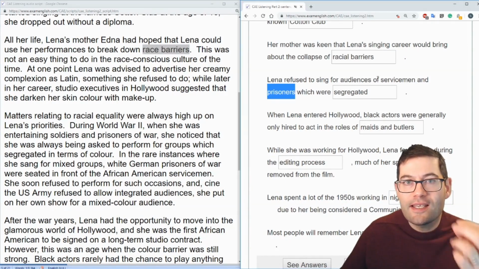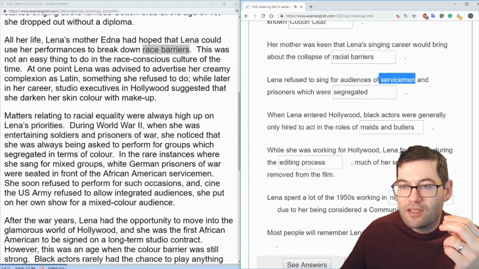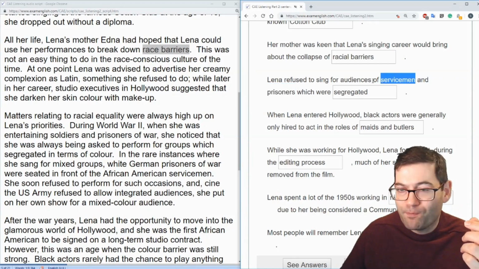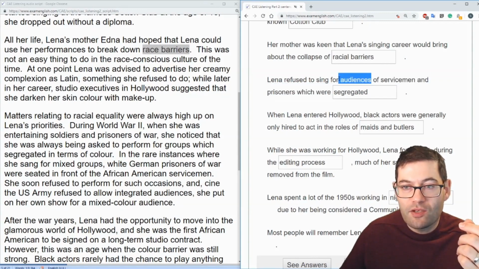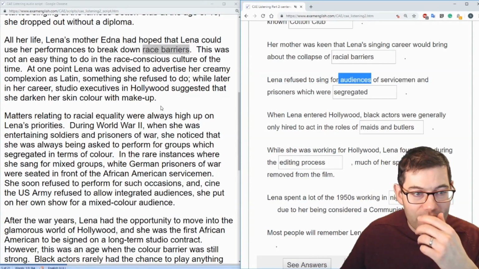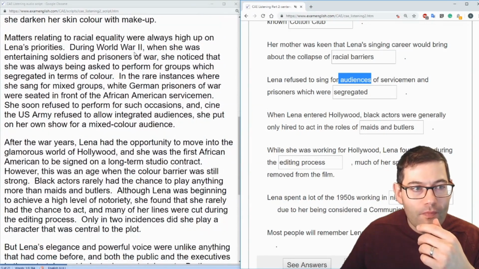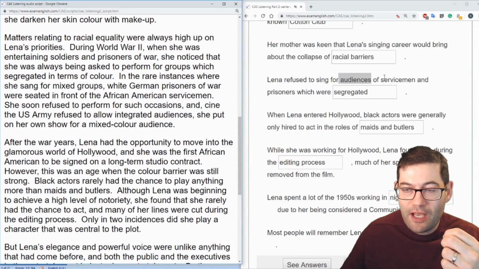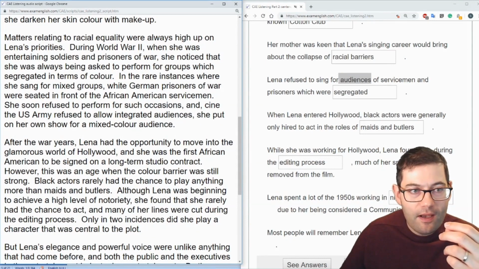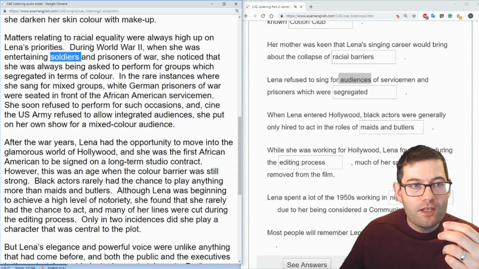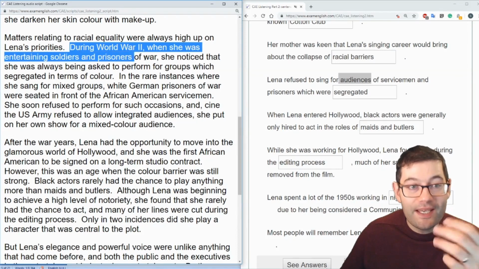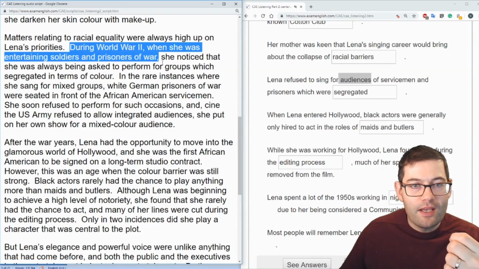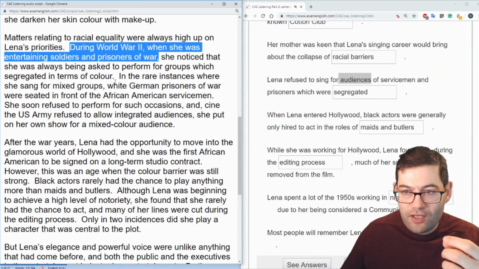Lena refused to sing for audiences of servicemen and prisoners which were segregated. So you're listening out for keywords. Prisoners, servicemen. Servicemen, of course, relates to any of the services. And audiences. So we're looking for groups of people together. And then we've got the context which is provided for us as regards what kind of servicemen they are. They are soldiers. So during World War II, when she was entertaining soldiers and prisoners of war, so this is our servicemen and prisoners, and then there's the discussion about segregation.